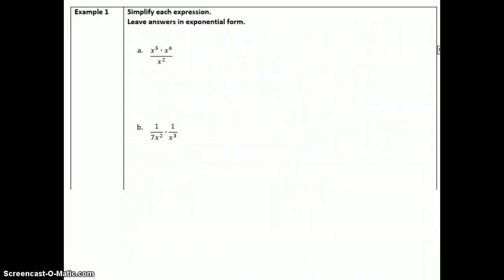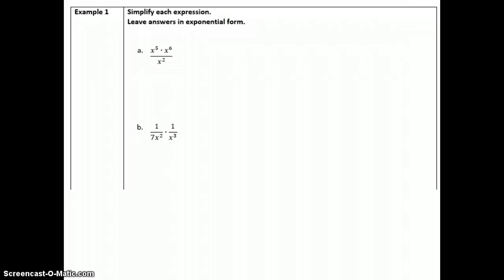We're going to simplify each expression and leave the answers in exponential form. We have x to the 5th times x to the 6th divided by x to the 2nd. So to think through our rules from yesterday too, we're multiplying here and dividing. So what I like to do is take care of multiplying the top and then simplify the bottom if we can, and then our final step will be dividing.